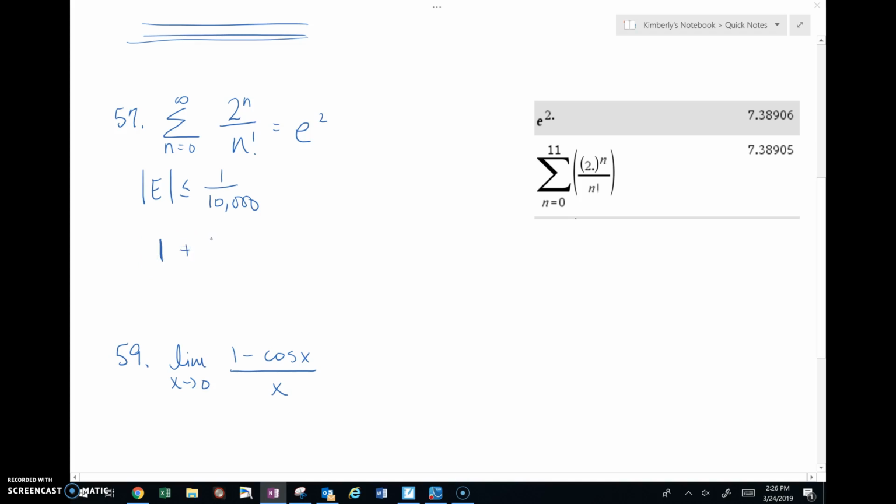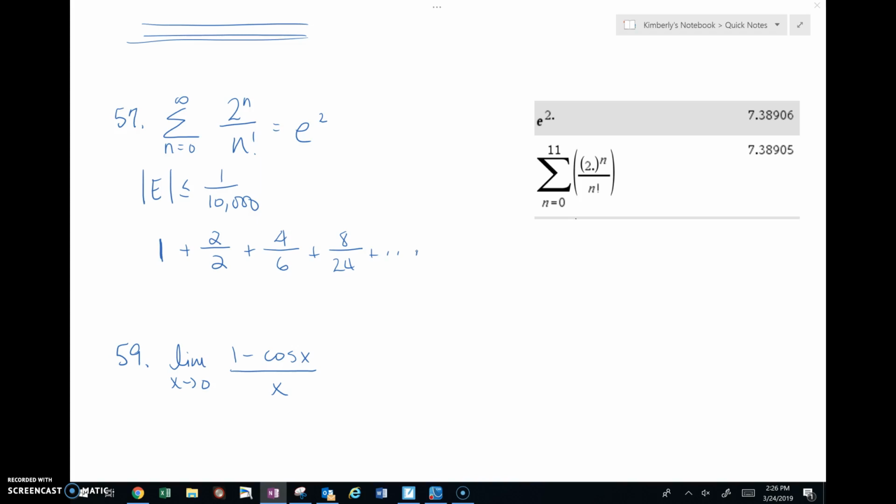Then our next term is 2 to the first over 2 factorial, plus 2 to the second over 3 factorial, plus 8 over 4 factorial, and so on. This would be lovely if it was alternating. I would just keep writing terms until I got 2 to the n over n factorial to be less than 1 over 10,000. So let's talk about the maximum here.